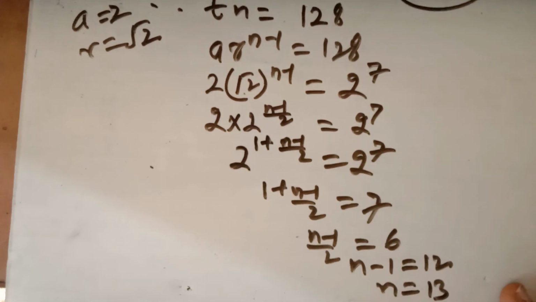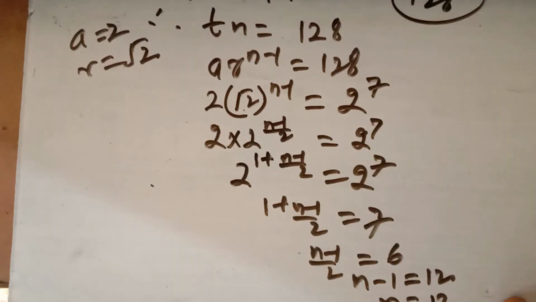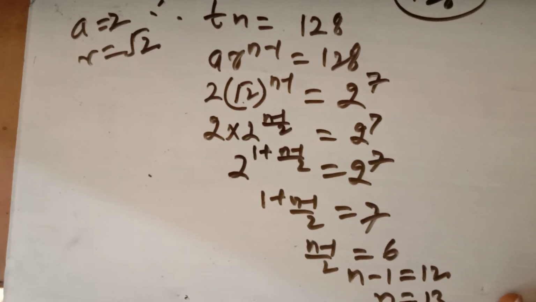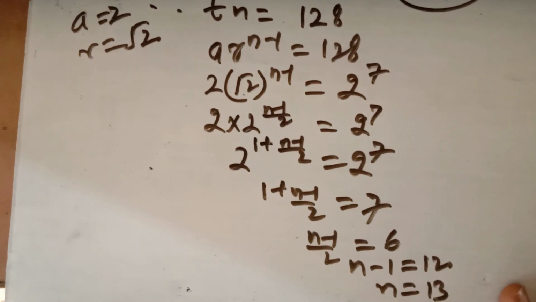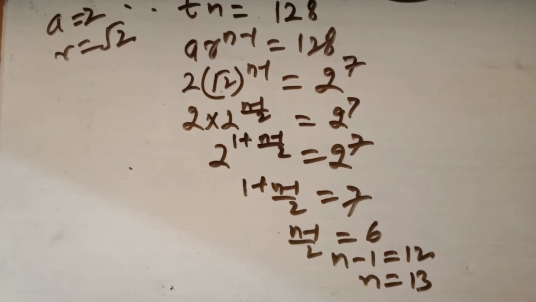So in case of geometric progression, whenever you have to find the number of terms, you first of all make their bases same, and when the bases are same, their powers will be equal, and you will get the value of this n. So in question number 5, you have to find the number of terms in the given geometric progression. Okay, we'll stop here in this lecture.